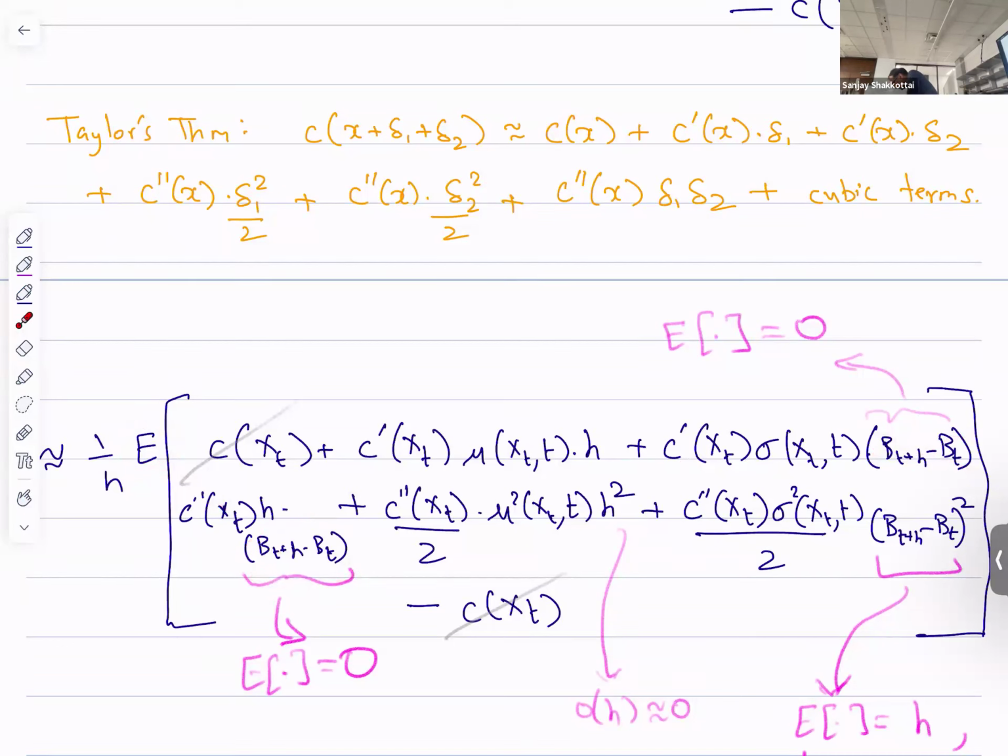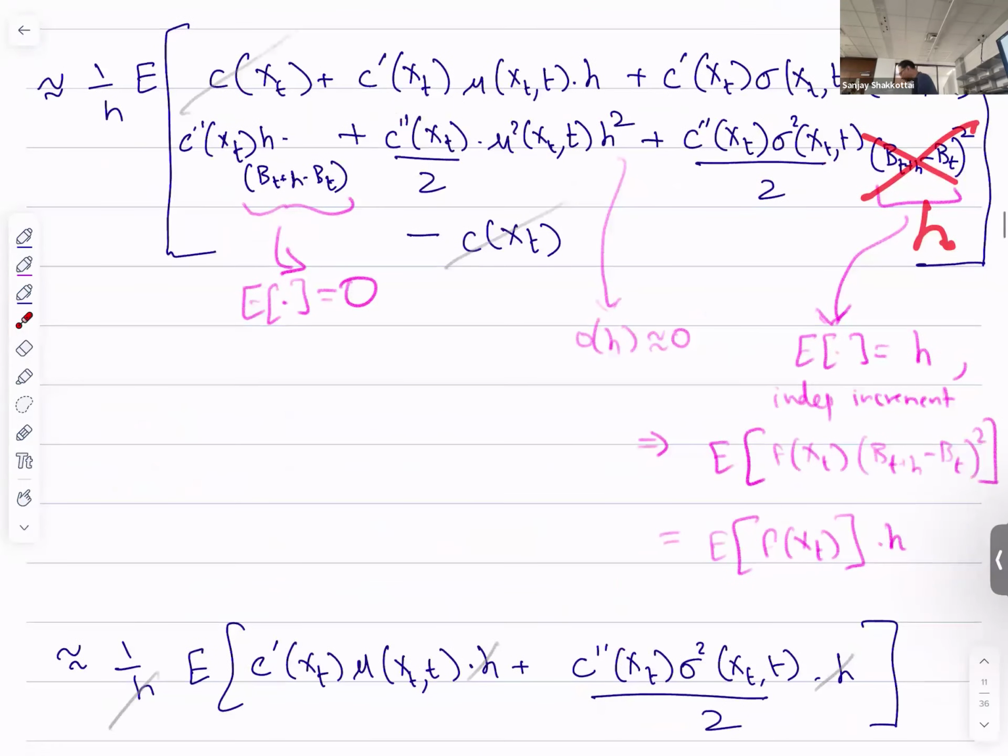There is then c prime, mu squared, h squared. This is an h squared term, so I'll get rid of this. And then I have c prime, sigma squared. There's a square of Brownian difference, but I know this expectation is h, so I'll replace this by h.